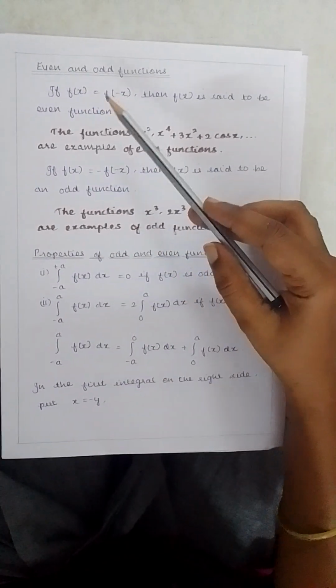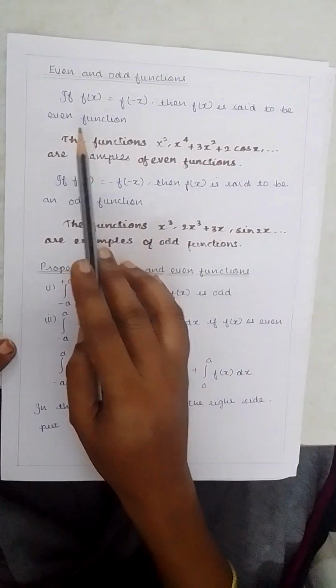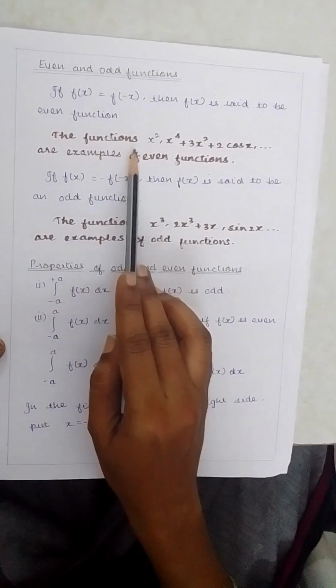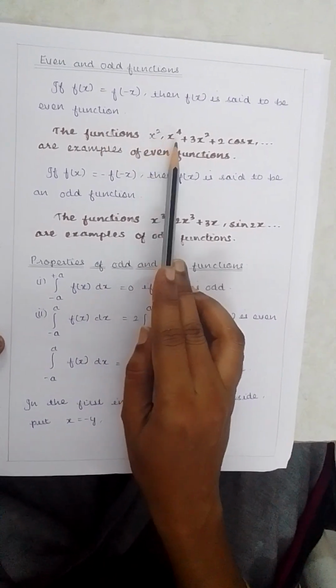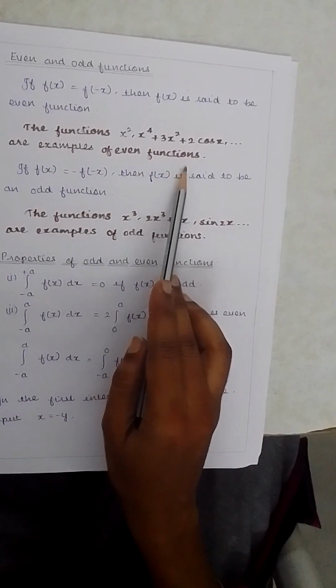Students, now we are going to see even and odd functions. If f of x equals f of minus x, then f of x is said to be an even function. Examples of even functions are x squared, x power 4 plus 3x squared plus 2, cos x, etc.